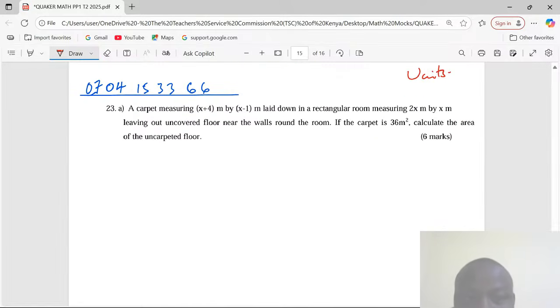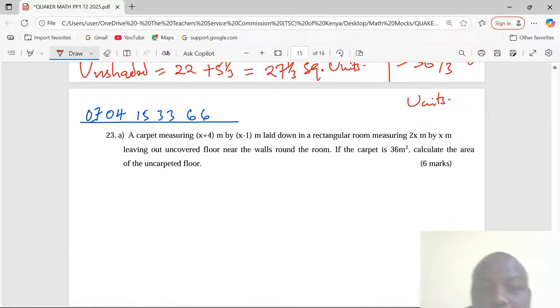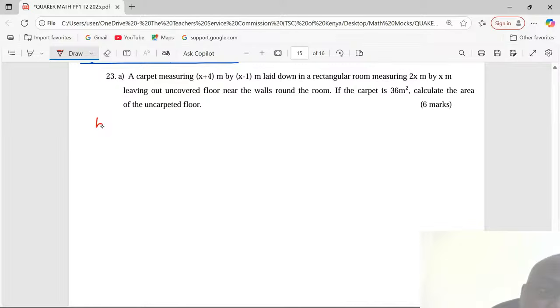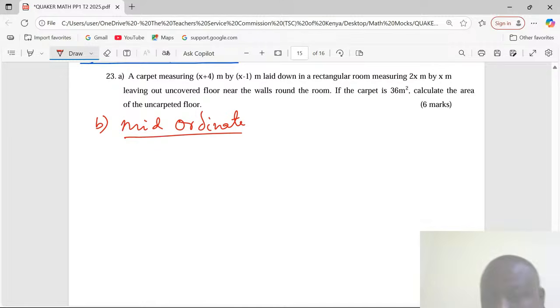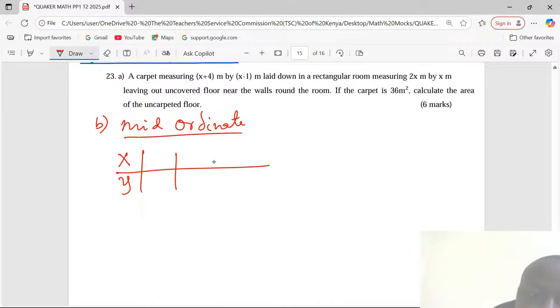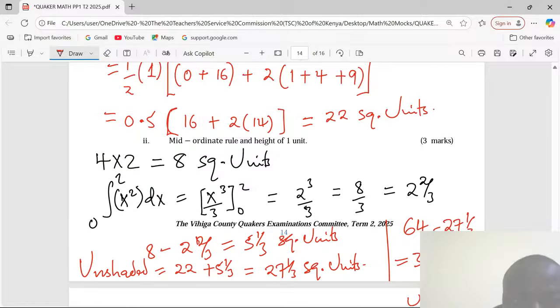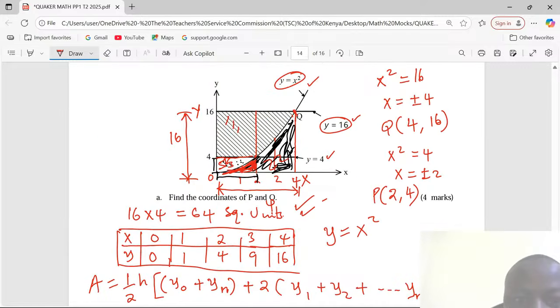Let me apply very quickly the mid-ordinate rule. So for the mid-ordinate rule, we are going to approximate using the middle values of x, whereby from 0 to 1, we shall pick 0.5.